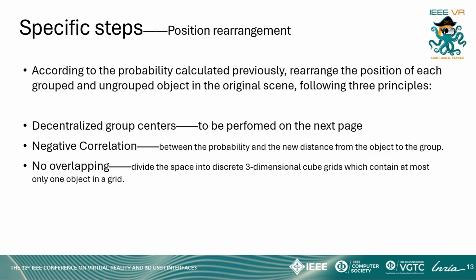According to the probability calculated previously, rearrange the position of each grouped and ungrouped object in the original scene, following 3 principles. Decentralized group centers, to be explained on the next page. Negative correlation between the probability and the new distance from the object to the group. No overlapping. Divide the space into discrete 3-dimensional cube grids, which contain at most one object per grid.